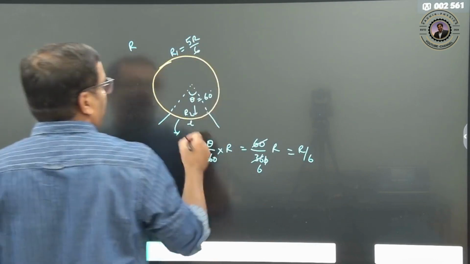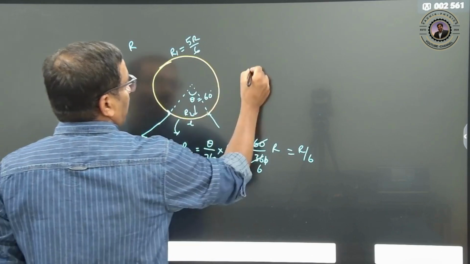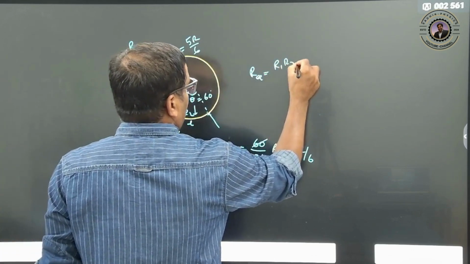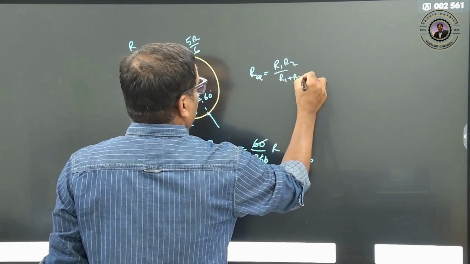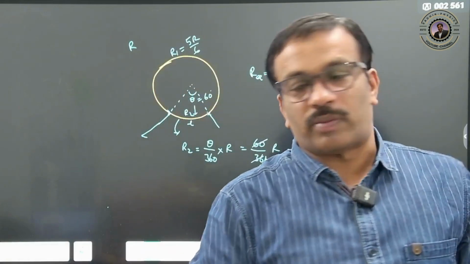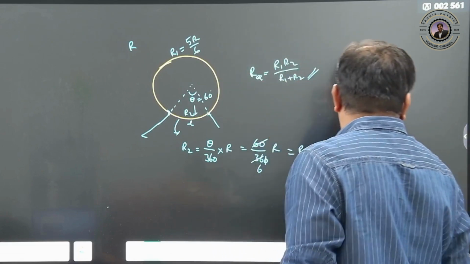They are connected in parallel because the battery is connected at these points. So the equivalent R can be written as R1 into R2 by R1 plus R2. Clear? So in this way you can solve the problems for any angle. Now let us come back to this question.